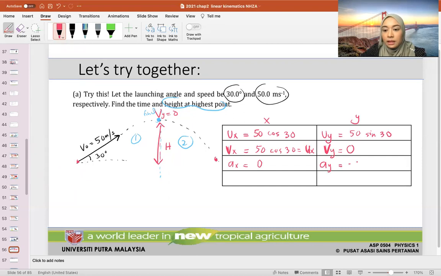Negative g, negative 9.81. Okay, great. So everyone knows about the acceleration. What equation should I use to solve for H? I have u, I have v, I have a. What is the equation that I should use to solve for H?